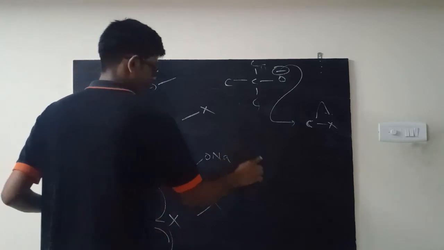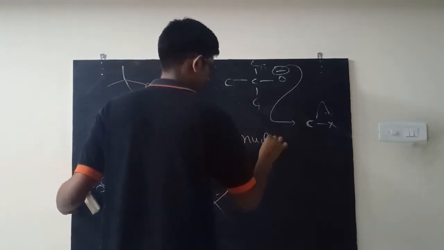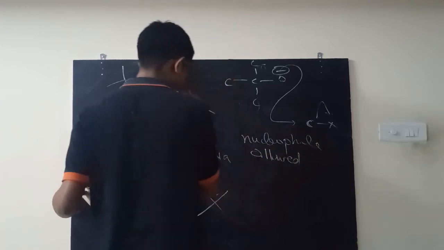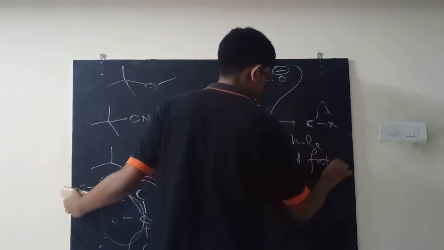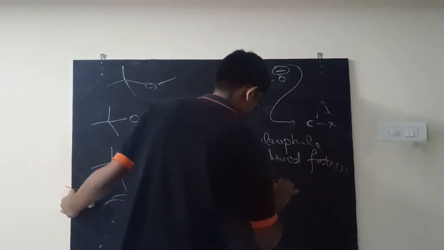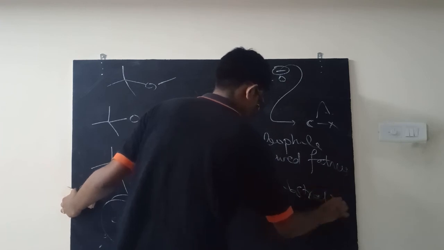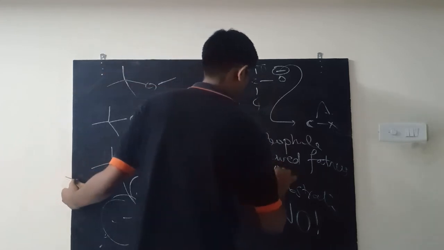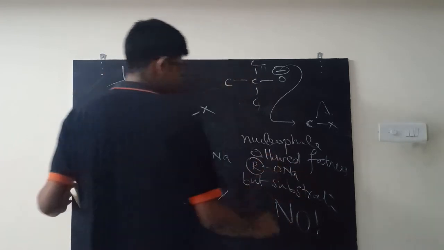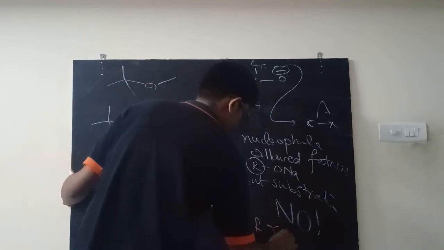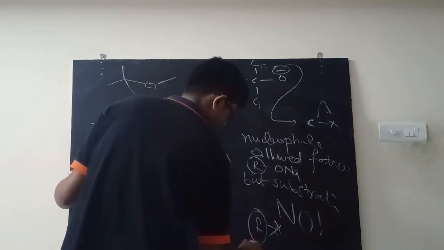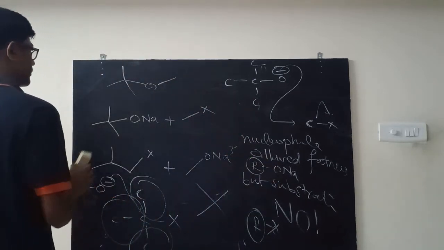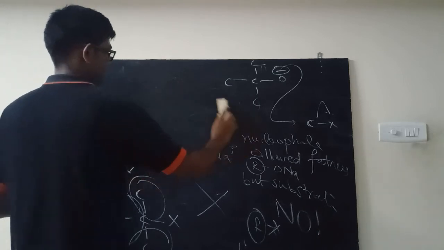The nucleophile is allowed to be fat. It's better if it's not, but it's allowed. Allowed fatness. But the substrate is not allowed fatness. So the nucleophile is going to be the ONa, so the R here should be the bigger one, and the R in the RX should be as small as possible. Primary will be best. The nucleophile can be tertiary if you want. That is another important idea with Williamson's ether synthesis.